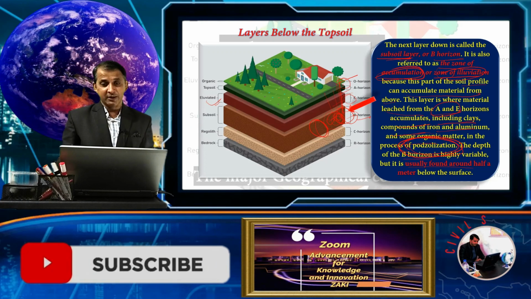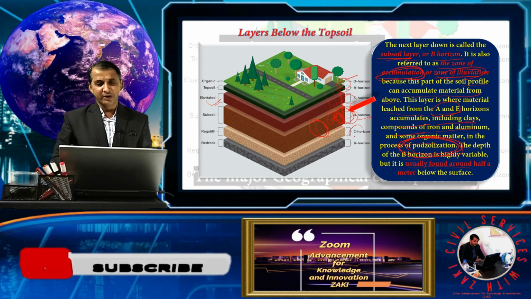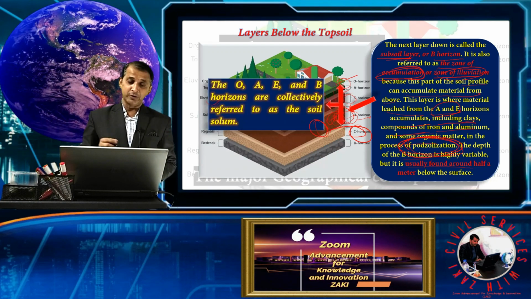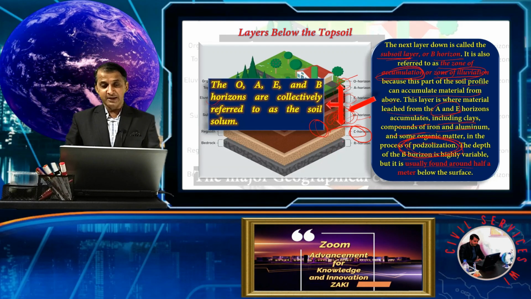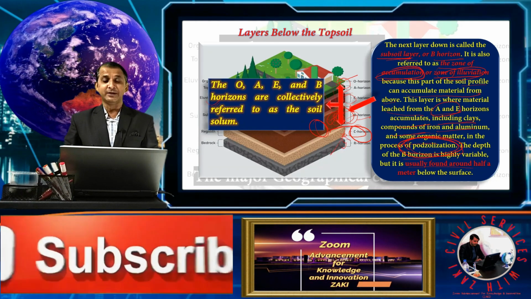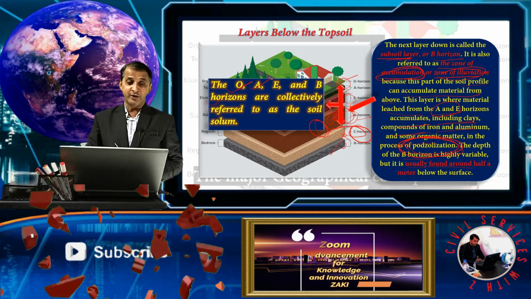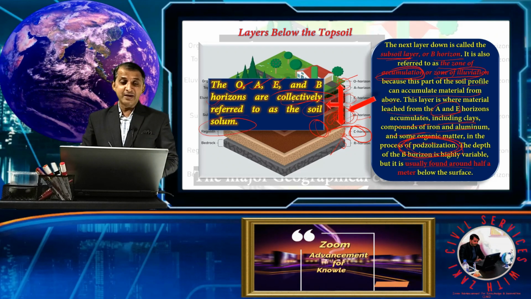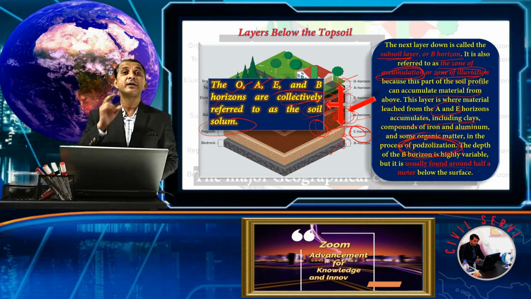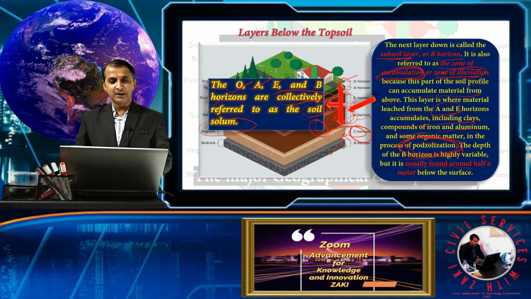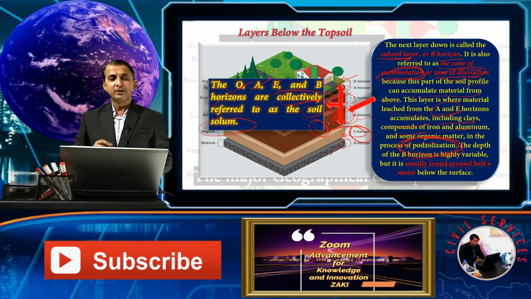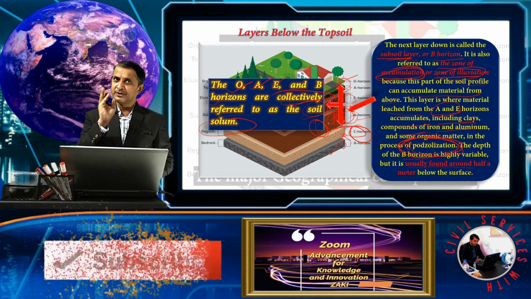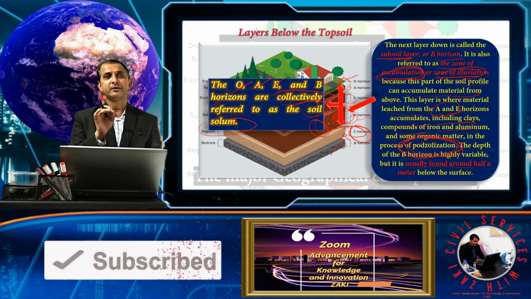Below the B horizon you can find the C horizon, also called regolith. The O, A, E and B horizons are collectively referred to as the soil solum. So the soil solum is the real soil. It contains the soil material, meaning organic materials, some minerals and all that.